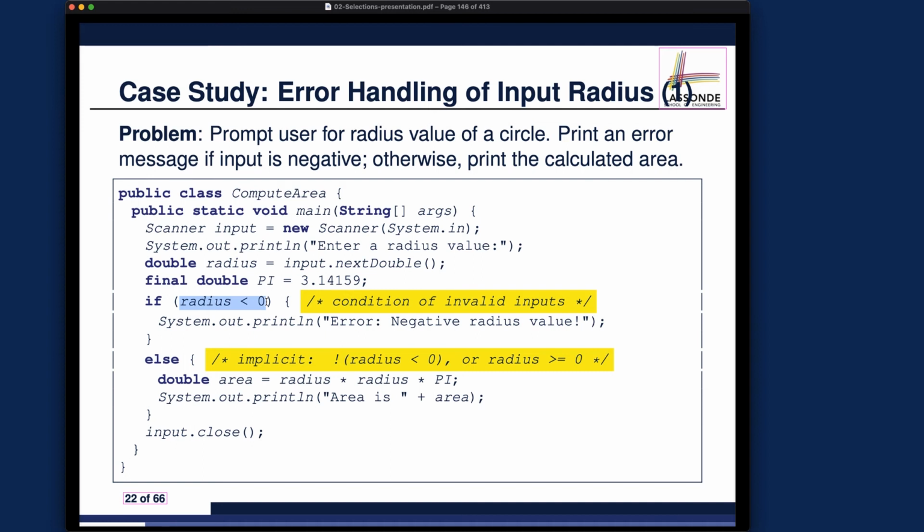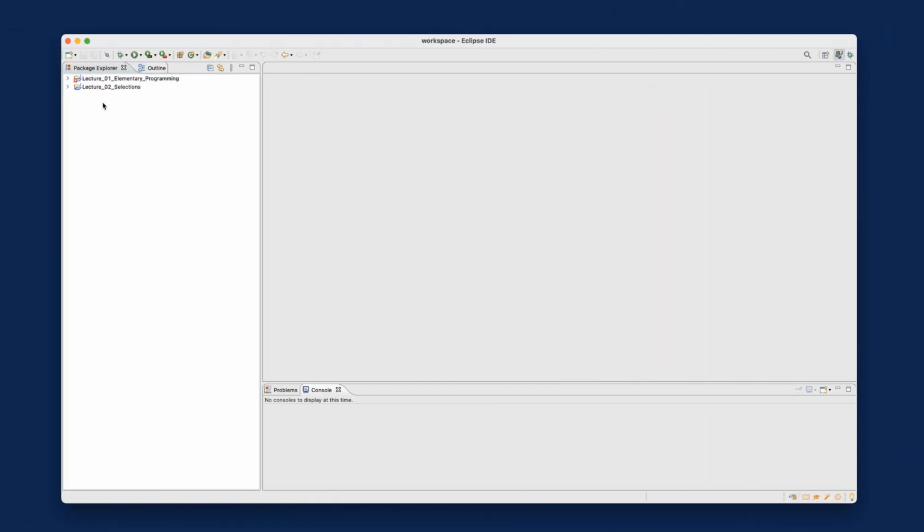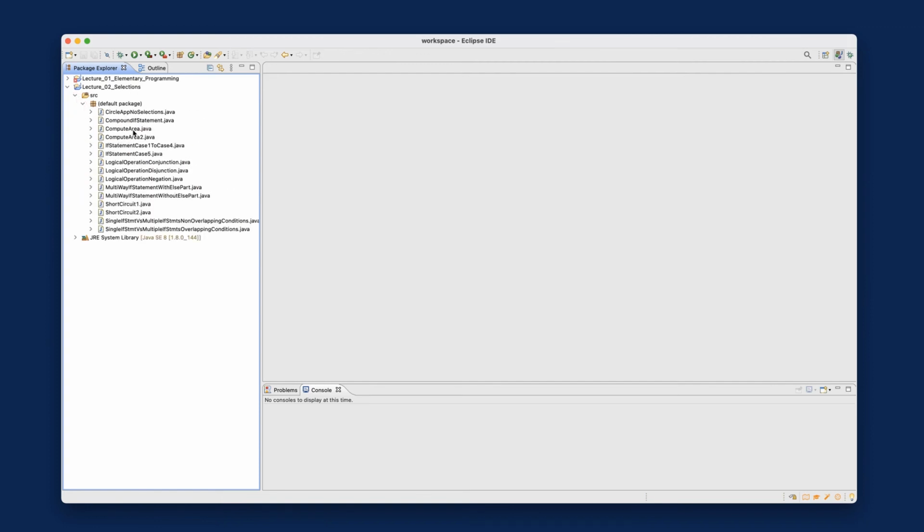And now I'm going to reverse the order of erroneous condition and also the valid condition. Okay, so now version number 2, you can see compute area 2. You can also find these two classes, compute area and also compute area 2, in your Java project archive, which we imported from last week. You can also import it as well. I'll show you very quickly. So if you go back to your Eclipse over here, you will see under selections, you will see compute area and also compute area 2. I'm just going to trace them in a moment on the iPad.